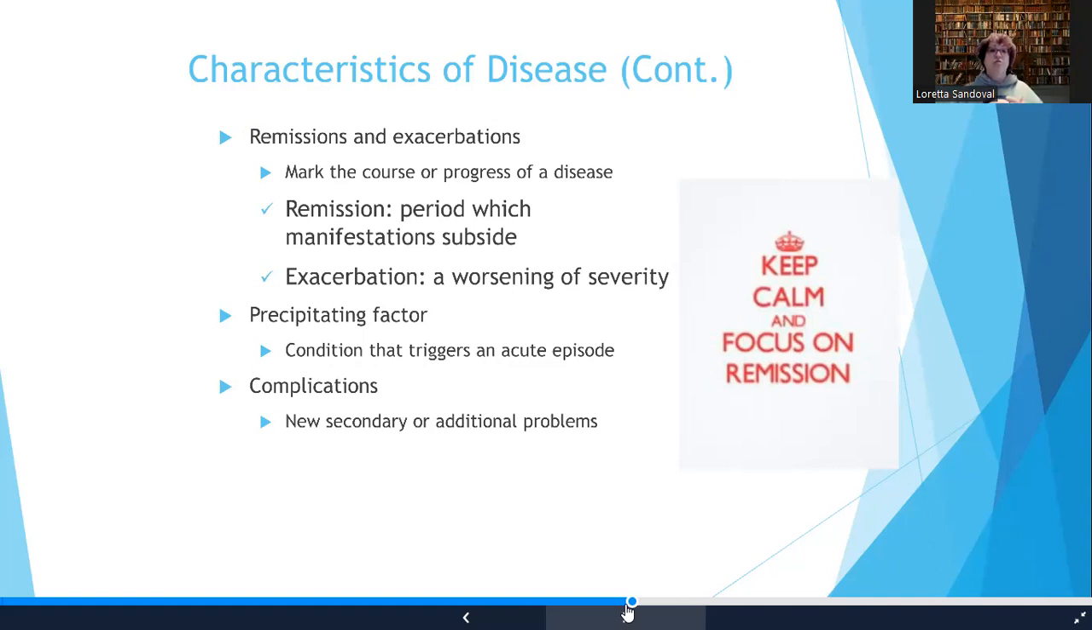Complications can be new, secondary, or additional problems besides the original disease. So diabetes is a disease that has a lot of potential secondary complications, like peripheral neuropathy, damage to nerves, or vision problems because of damage to optical nerves. So there are a lot of potential complications for certain diseases.